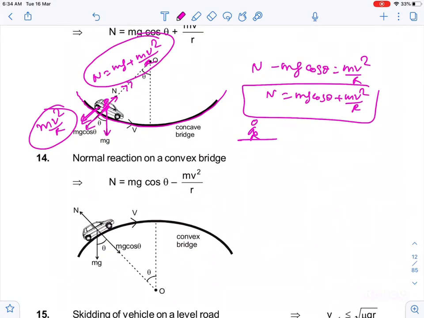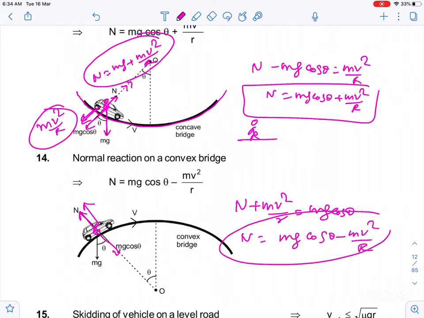Now guys, if you are at the top surface and going like this, the normal acts like this and mg cos theta like this. In this case, if you are sitting in the car and writing the expression, the centrifugal force will act away from the center, and you can write N plus mv square by r is equal to mg cos theta. So N becomes mg cos theta minus mv square by r.